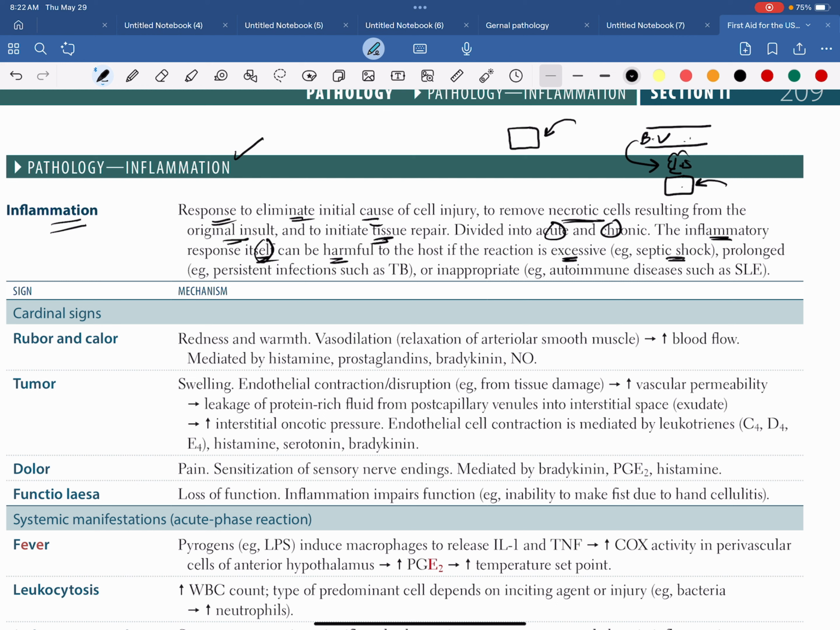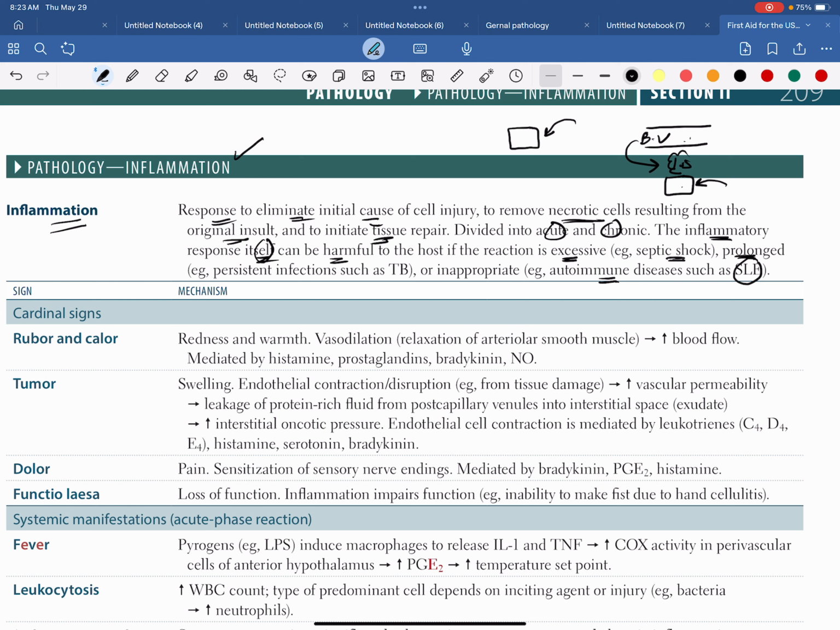And here they mention examples in which the inflammatory response in your body is chronic, like if you have a prolonged infection like TB, or if you have an autoimmune disease like SLE. These are the conditions in which the inflammatory response is excessive, and that response leads to production of different cytokines, and those cytokines can lead to septic shock. So this is about inflammation.